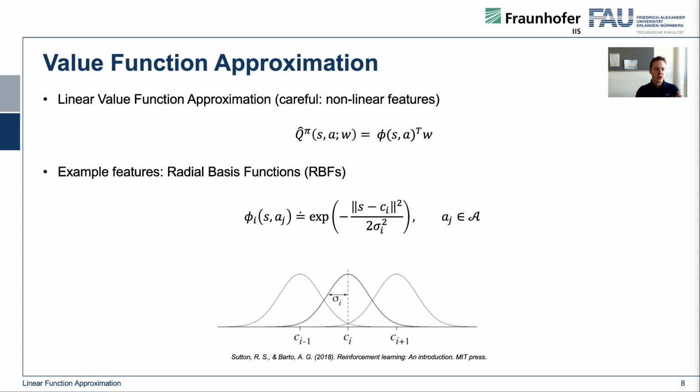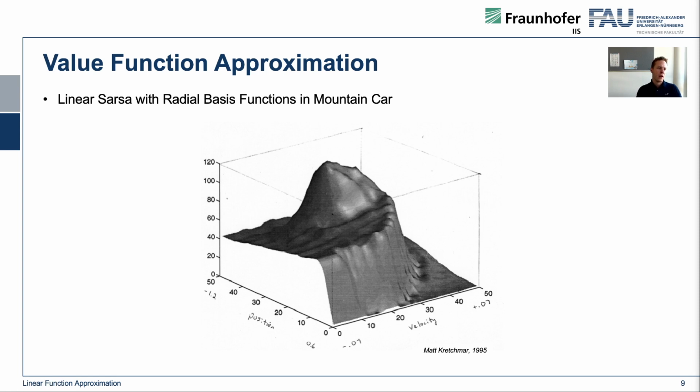So actually, don't change the centers and the width of the features, and then you can simply estimate the parameter vector W to learn your value function approximation. If you also do this with linear Sarsa and RBF features, you end up with a value function looking like this, which is very similar to what we have seen with tile coding or coarse coding.